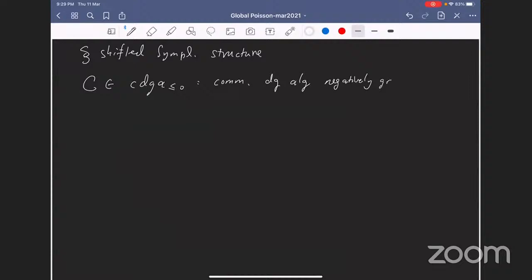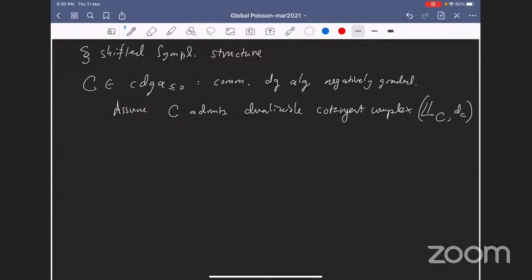We will put some assumption on this algebra. We assume C admits a dualizable cotangent complex. So this is some finiteness assumption. Let's denote the cotangent complex by LC. But note that because C itself carries a differential, its cotangent complex also carries some internal differential, which we denote by DC. So now we define the de Rham complex of the CDGA C, which will be denoted by omega C. It will be defined as the symmetric algebra over C of the shift of the cotangent complex.